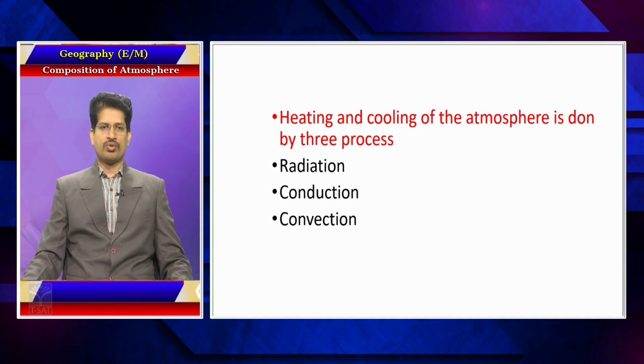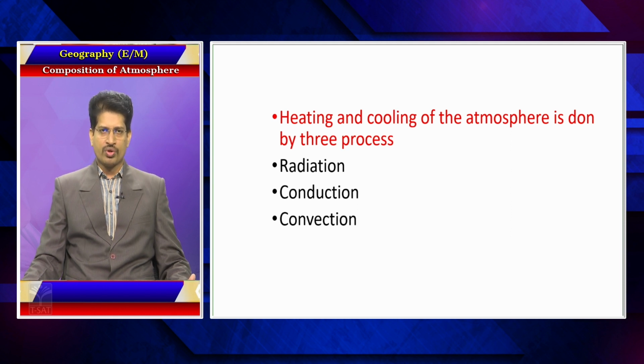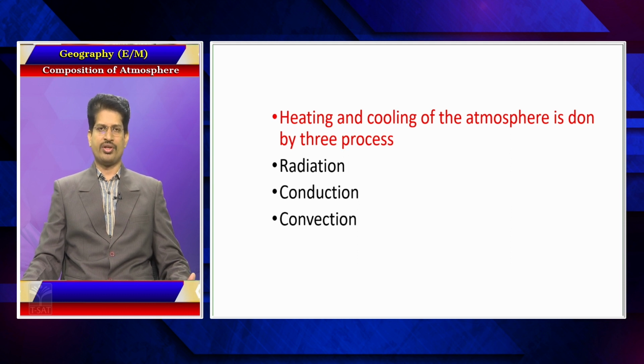Heating and cooling of the atmosphere is done by 3 processes: radiation, conduction and convection. These processes of energy transmission are different. For example, the energy from the sun reaches the Earth through radiation. Radiation doesn't require a medium to transfer. For example, light energy is radiated from the sun because light contains photons, and this doesn't require any medium to transfer. But conduction and convection require a medium.